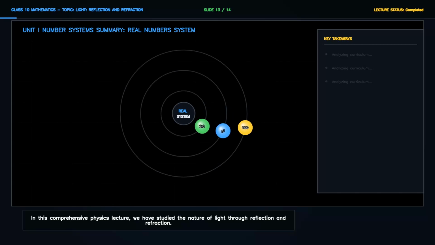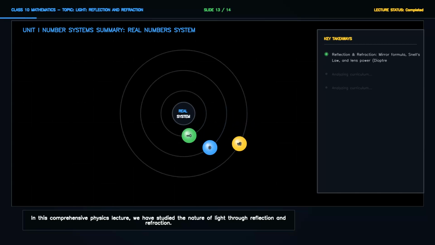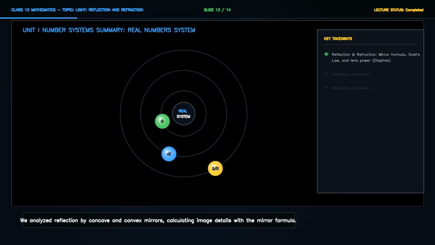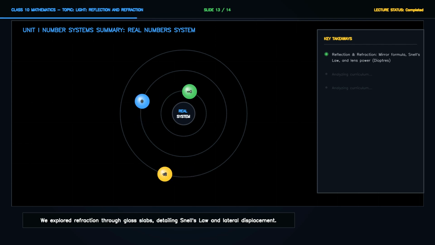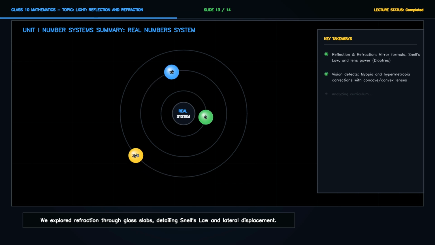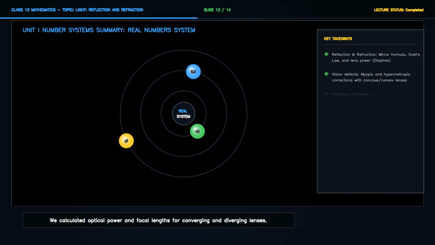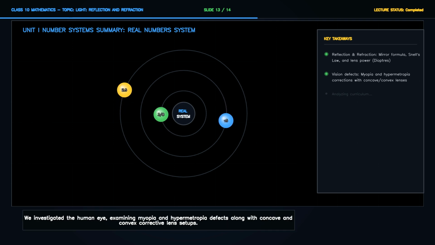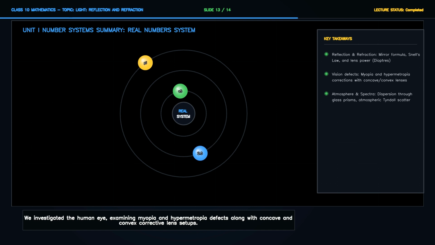In this comprehensive physics lecture, we have studied the nature of light through reflection and refraction. We analyzed reflection by concave and convex mirrors, calculating image details with the mirror formula. We explored refraction through glass slabs, detailing Snell's law and lateral displacement. We calculated optical power and focal lengths for converging and diverging lenses. We investigated the human eye, examining myopia and hypermetropia defects along with concave and convex corrective lens setups.